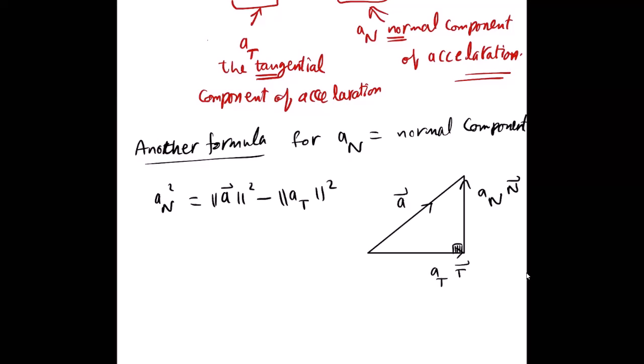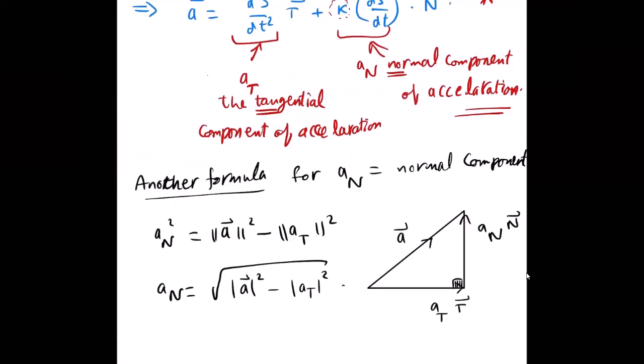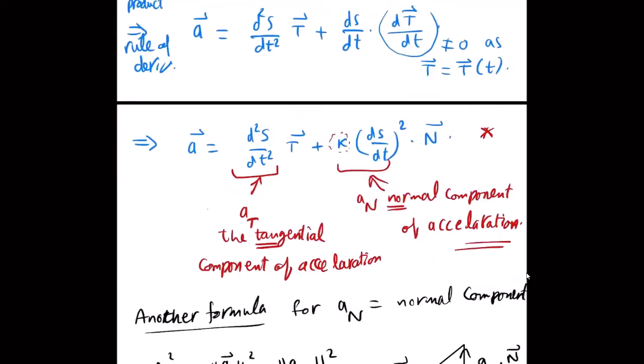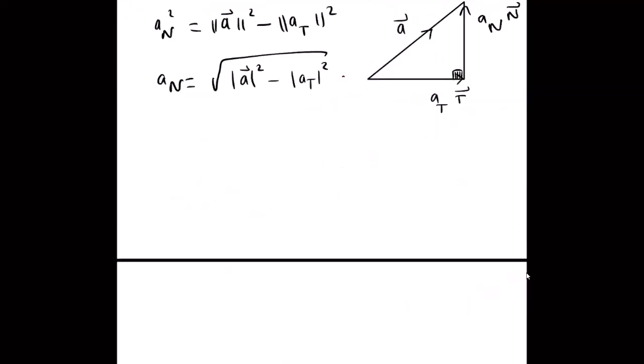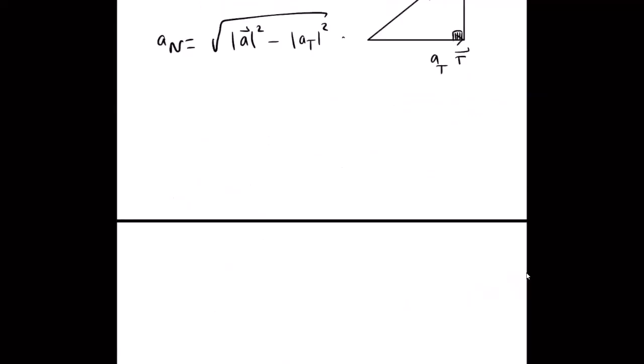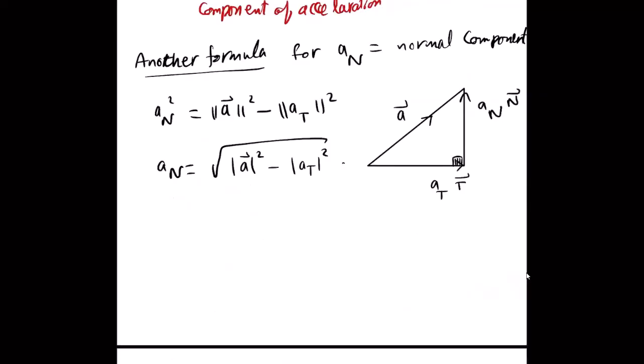From this, it will be easy. Then we can find a sub N, and put it here, and from this calculation we can determine the value of the curvature as well. This is easy, and we can apply it in some examples. So let's have some examples to see this formula. This is an important formula.